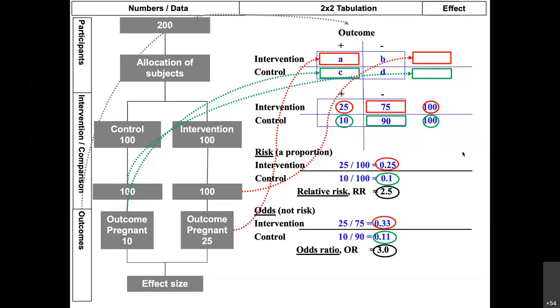How do you define effect size? That's a good question. I've given you examples of two effect sizes. One is called relative risk, and the other one is called odds ratio. So relative risk and odds ratio are two examples of effect size. The value of the result is the size. The name of the measure is the effect. So the effect size using the effect measure relative risk is 2.5. The effect size using the effect measure odds ratio is 3.0. Okay. Thank you.